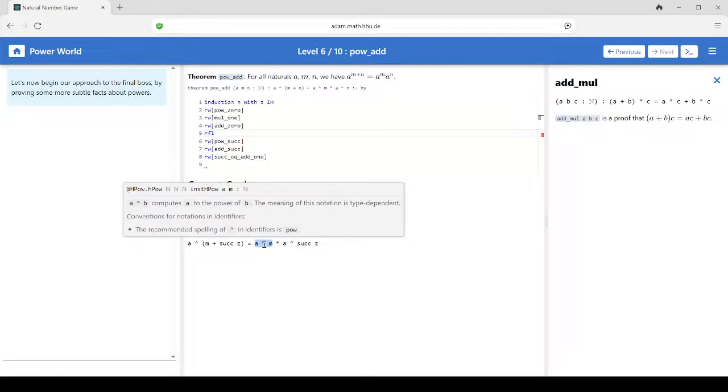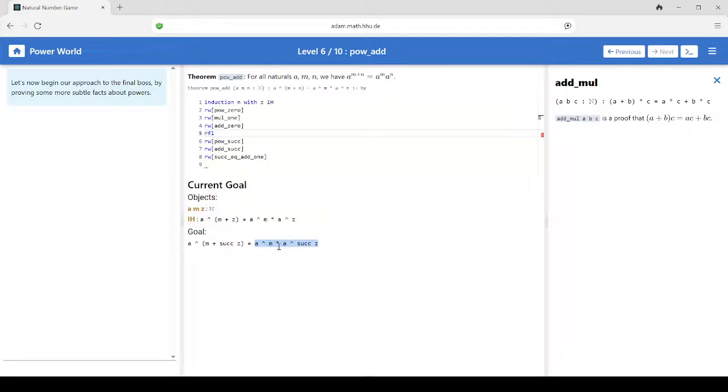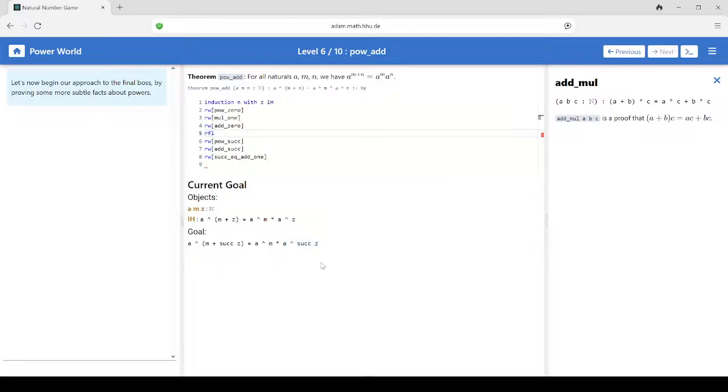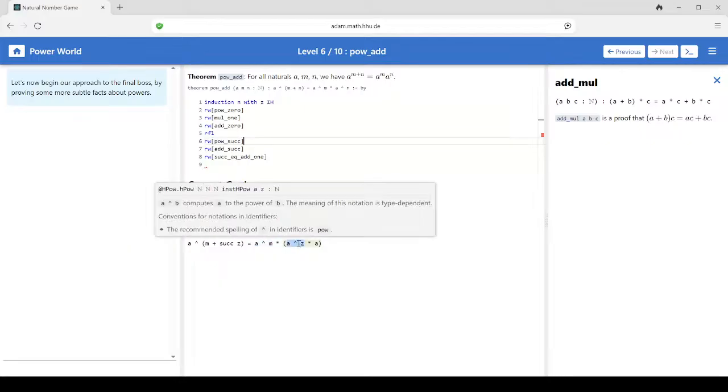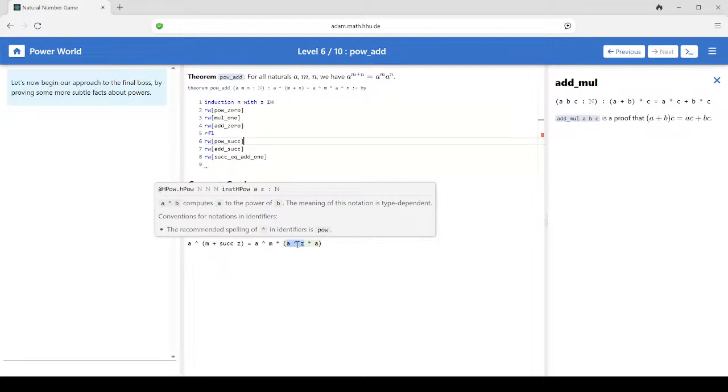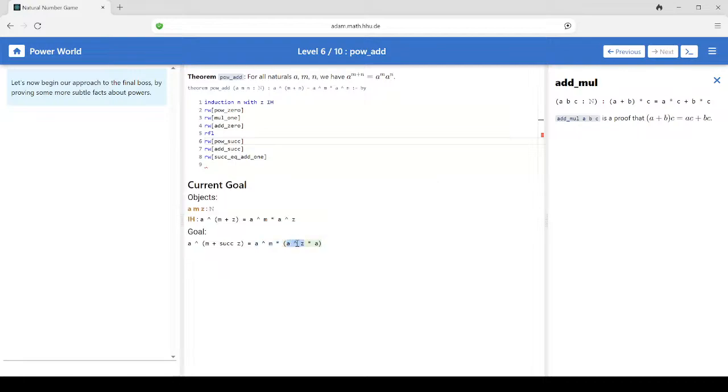A to the power of M times A to the power of the successor of Z. Or now the A to the power of M times A to the power of Z times A. Yeah, we do A to the power of Z first, and then add A. I'm going to change it from Z to N, because that's what I'm used to looking at. And Z is kind of throwing me off. I don't know.